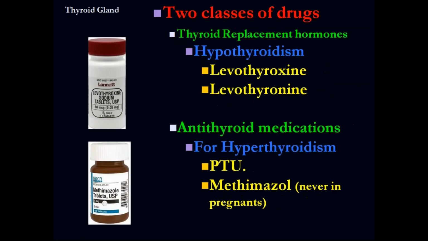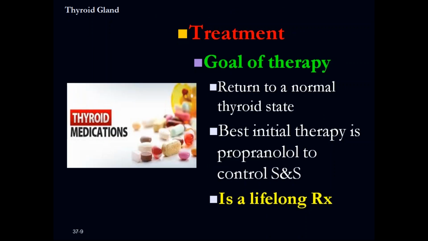Okay, so here we are going to see the treatment. The goal of the therapy is to return to a normal thyroid state. Number one, it is a lifelong treatment. Lifelong, forever. And these people are sometimes hypo, sometimes hyper, which means they need to adjust the medication all the time. For that, you need to recognize the signs and symptoms.